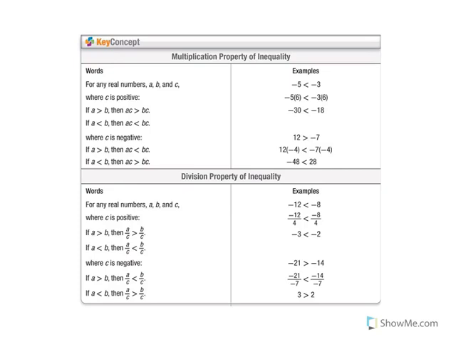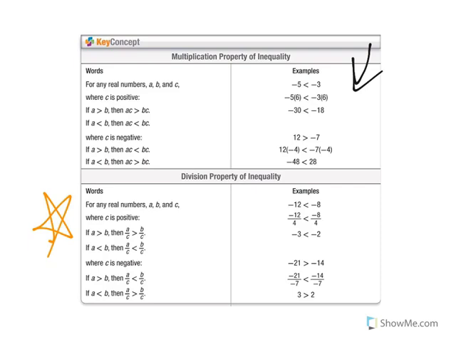Alright, now let's talk about the multiplication properties of equality and division properties of equalities. Multiplication means that you can multiply something on both sides. Basically, what we do when we have an equal sign, the only thing that you really need to pay attention to is when we get to the division property.